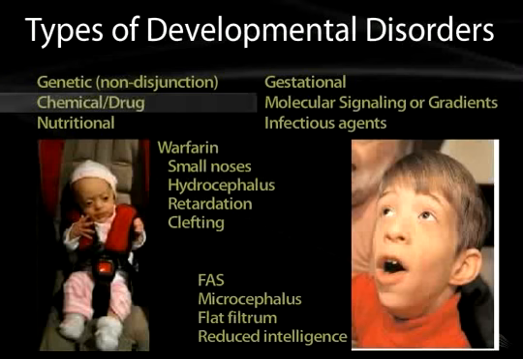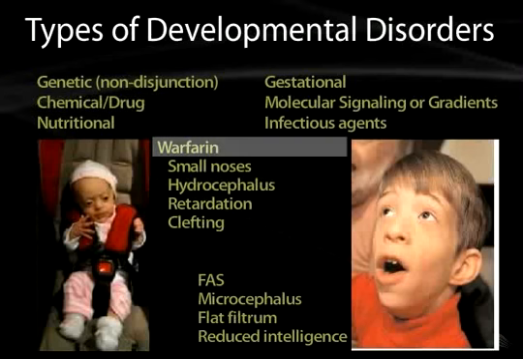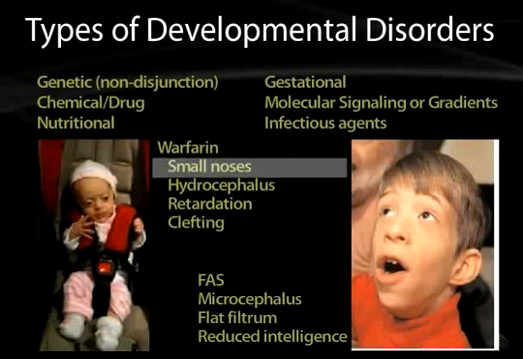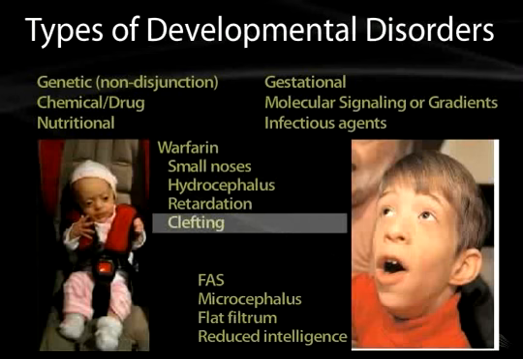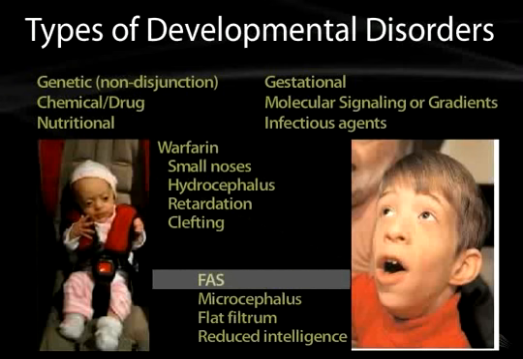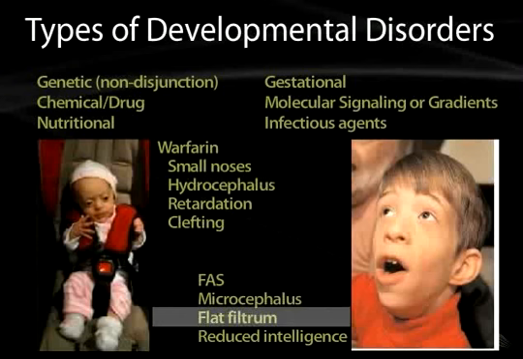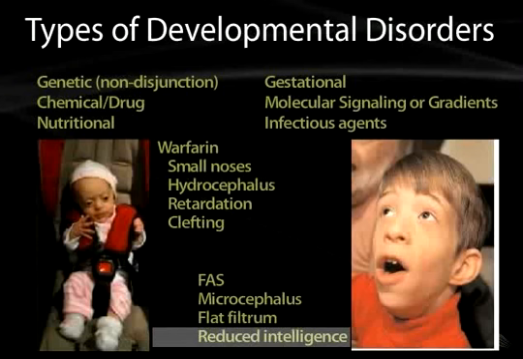And a couple of chemical things that are common in today's world are warfarin poisoning, which will give small noses, hydrocephalus, retardation, and clefting of the palate, and also fetal alcohol syndrome, one of the very common forms of chemical alteration in the embryo, with fetal alcohol syndrome having an entire range: microcephaly, flat philtrum, and reduced intelligence that we mentioned earlier and showed up in that previous chart.